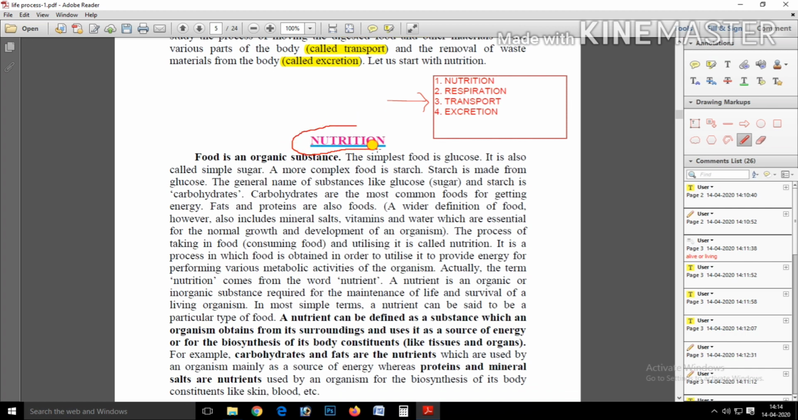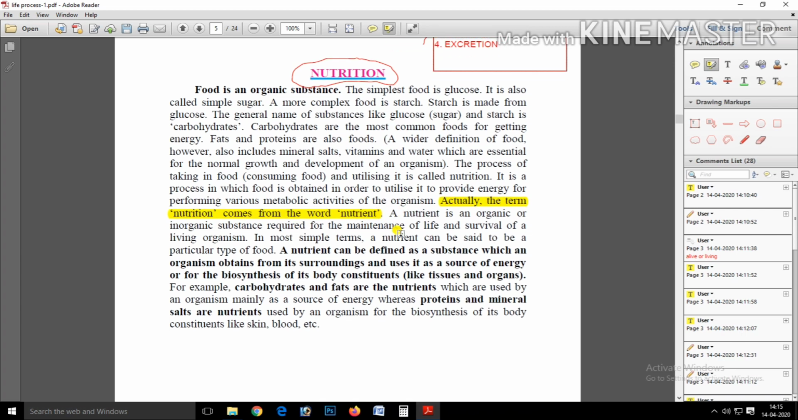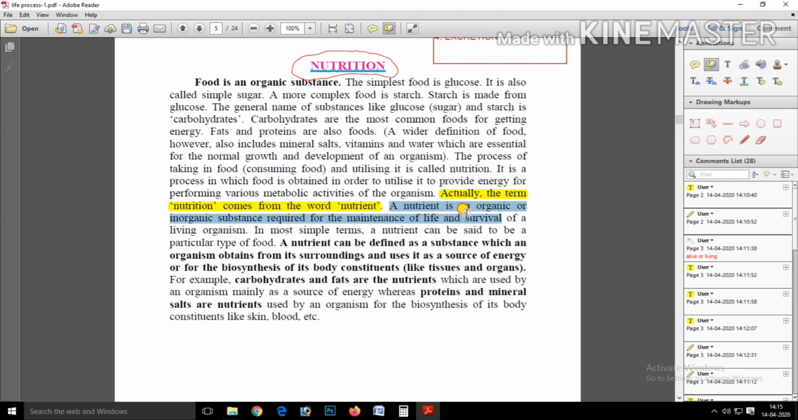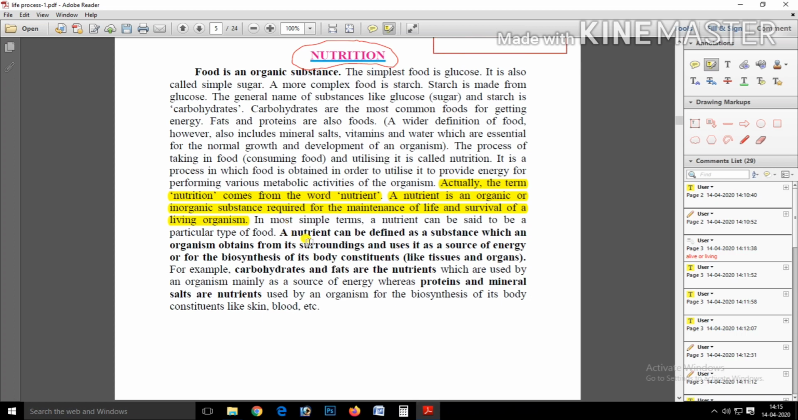Now what is nutrition? The word nutrition is derived from the word nutrient. We all know what are nutrients. Nutrients are basically organic or inorganic substances required for the maintenance of our body. Now we get these nutrients from our surroundings through various food sources. Now the various nutrients are carbohydrate, fat, protein, vitamin, mineral.